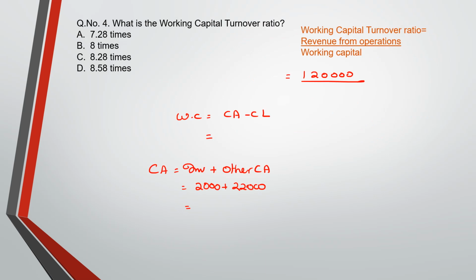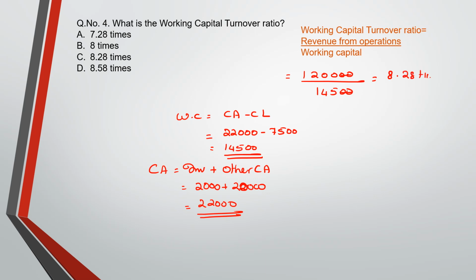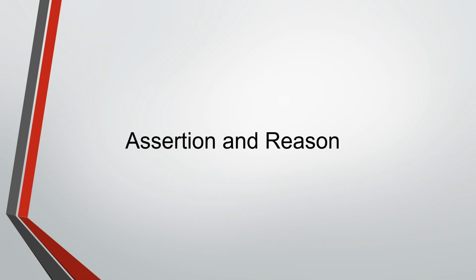Plus 20,000 was other current asset, so it would be 22,000. So 22,000 minus the current liability of 7,500 would give us a working capital of 14,500. So we'll write it here, 14,500. When you cancel it out and calculate, it would come to 8.28. Don't forget to write 8.28 times. So the right answer would be option C, 8.28 times. So that is how you calculate working capital turnover ratio.